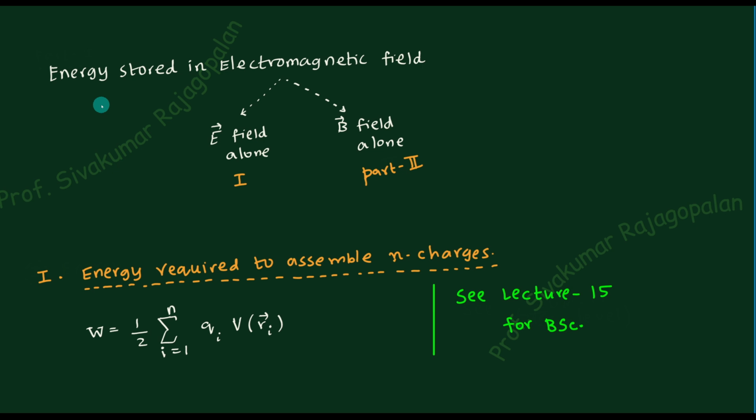And today's objective is that we would like to obtain some expression for the energy stored in the electric field and the magnetic field separately. And later we will combine them to make the expression for the electromagnetic field. So, the initial objective is that we will consider the electric field alone and then obtain the energy stored in a particular region of space. And similarly, we will repeat the calculation for the magnetic field.